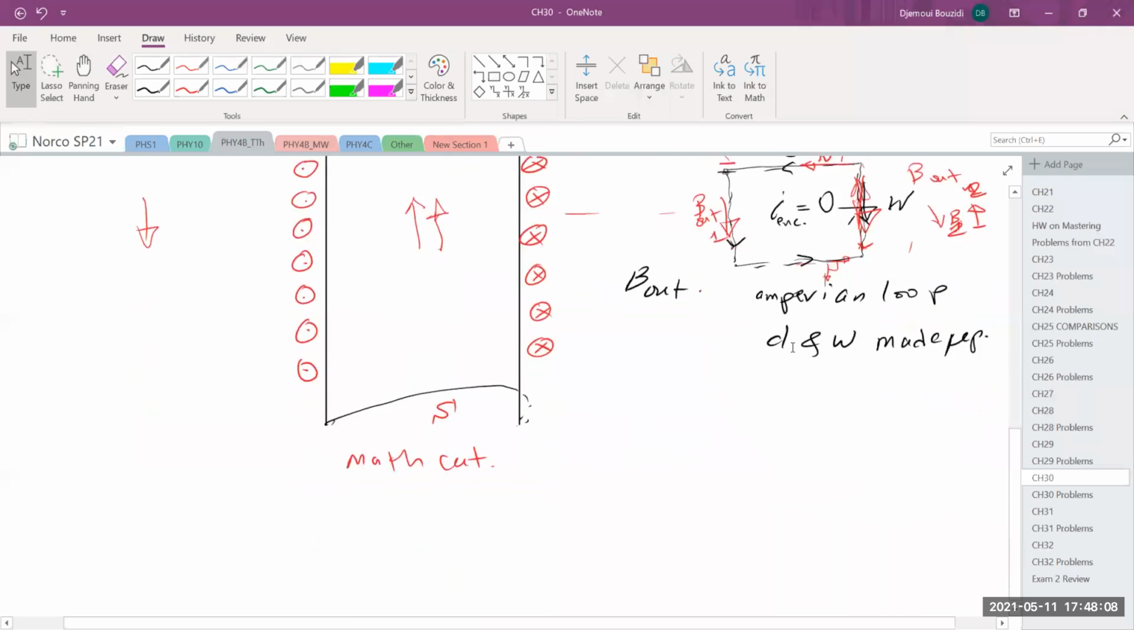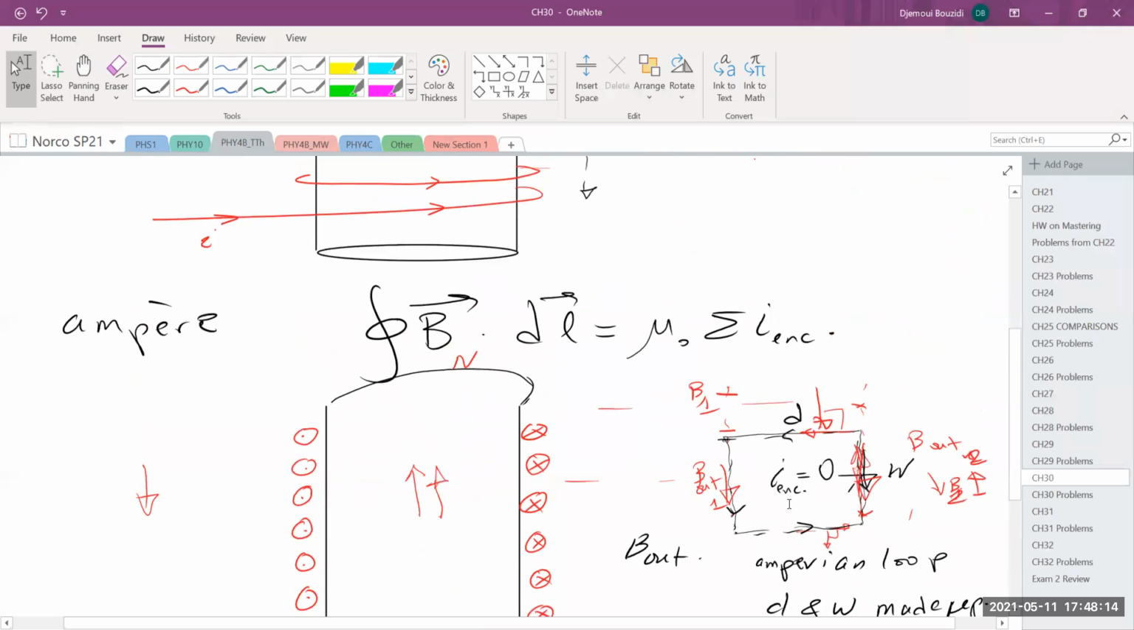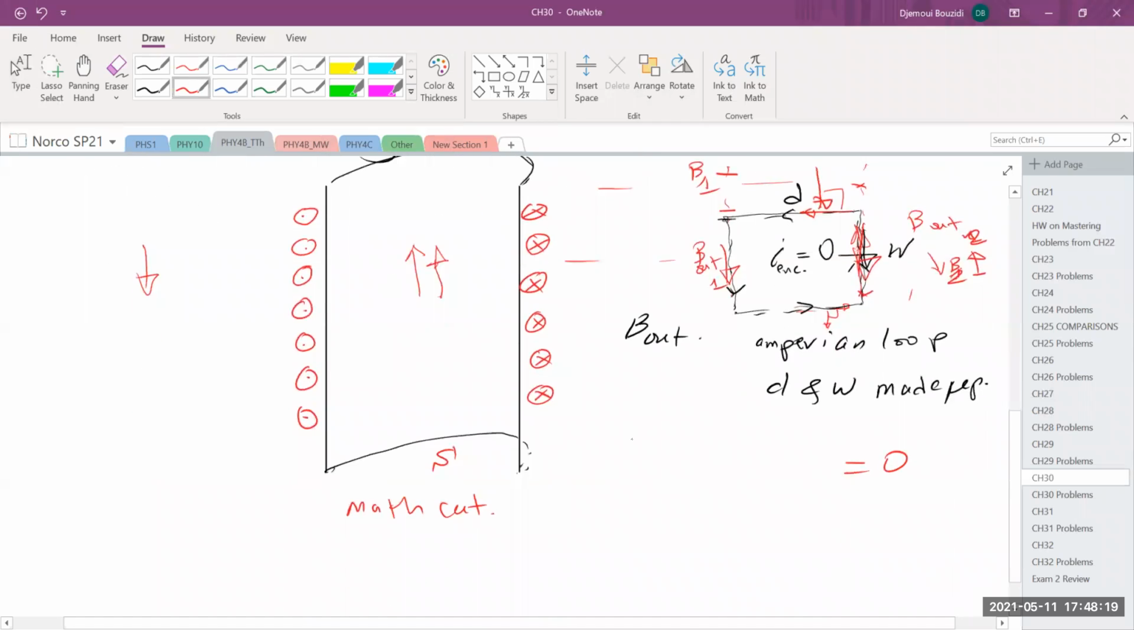On the other side, we just argued there is no current inside. So it's equal to mu naught times 0, which is 0. On the other side, B1 is in the same direction of the circulation, so it's B1 times W, plus 0. Plus, this one is negative because the circulation is still counterclockwise and the magnetic field is still pointing downward, so this is minus B2 times W. And this one is 0 too because they are perpendicular to one another. So again, cancel the W from both sides. What this is telling me is that B1 is the same as B2 outside.